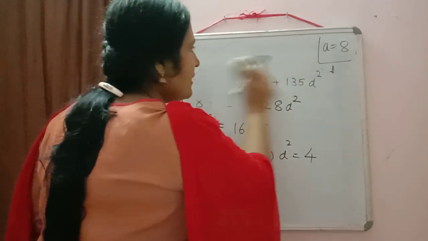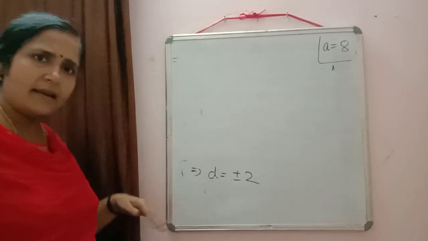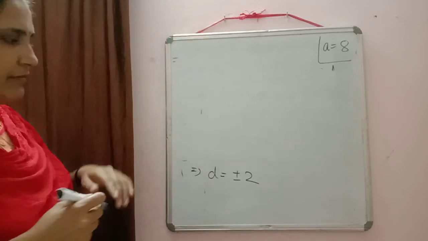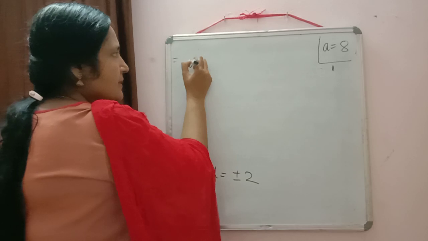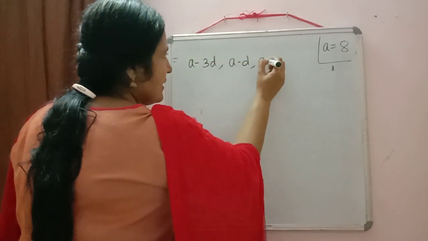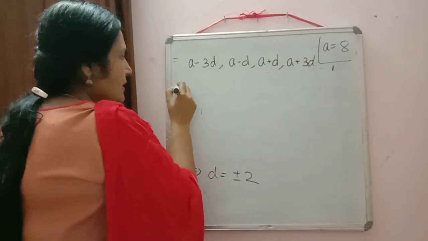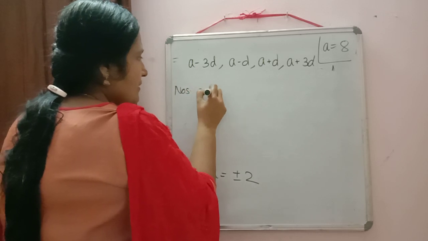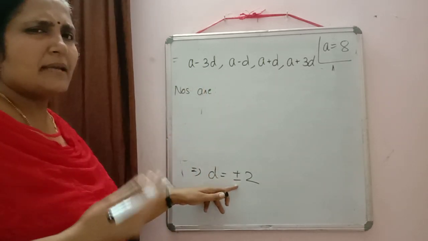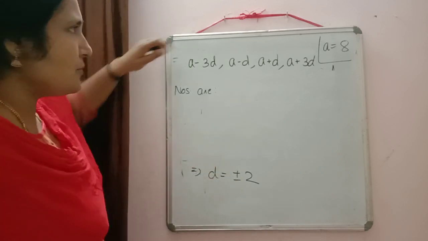So in the previous one I explained by taking both the values, D is equal to plus 2 and minus 2. Here we will do one only. The second one directly we will write. How we wrote the numbers? A minus 3D, A minus D, A plus D, A plus 3D. So we will write now the numbers. D is equal to 2 we are taking, because negative 2 sometimes will be difficult to calculate.